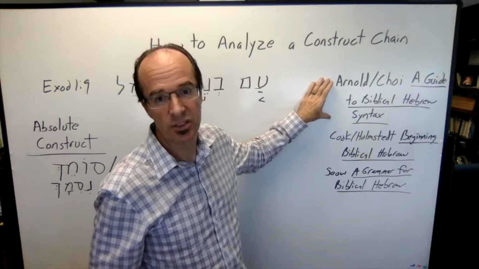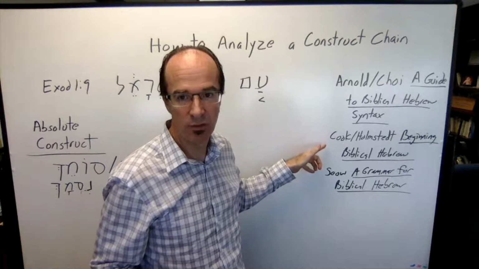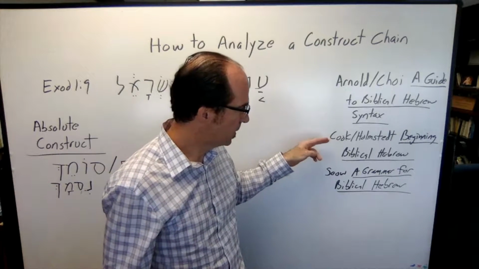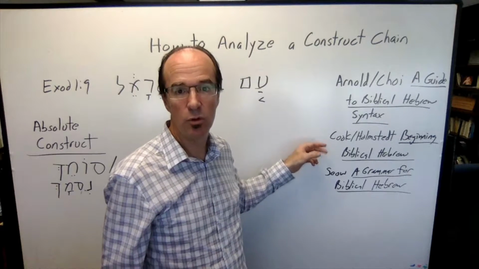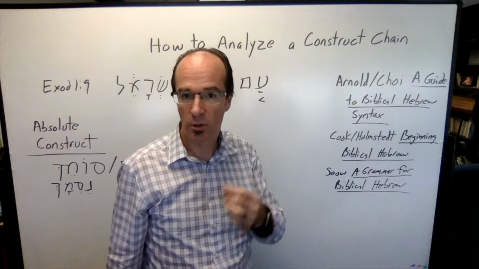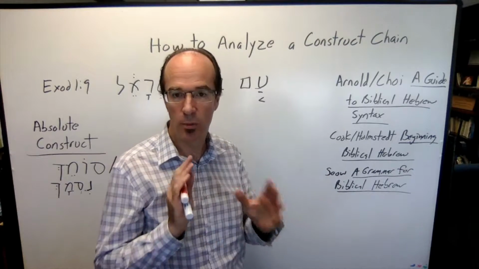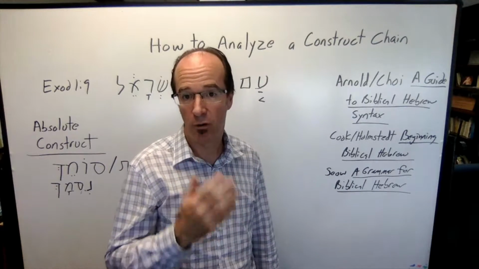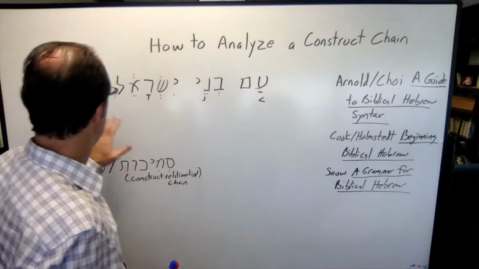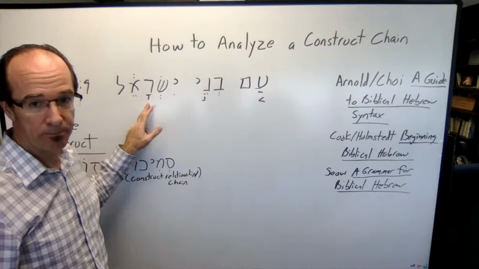For all the syntax, I'm going to be referring to Arnold Choi, A Guide to Biblical Hebrew Syntax, and then I've listed two different types of beginning grammars. I'm going to use Cook-Holmsted Beginning Biblical Hebrew. Cook-Holmsted uses traditional Hebrew terms for a lot of the grammar and syntax, and then I also have a representative kind of traditional grammar, Siao, and so I'll be using a mix of vocabulary from all of these, and I'll try to explain and make it as clear as possible. And I use an example here from Exodus 1:9, B'nai Yisrael, for that.